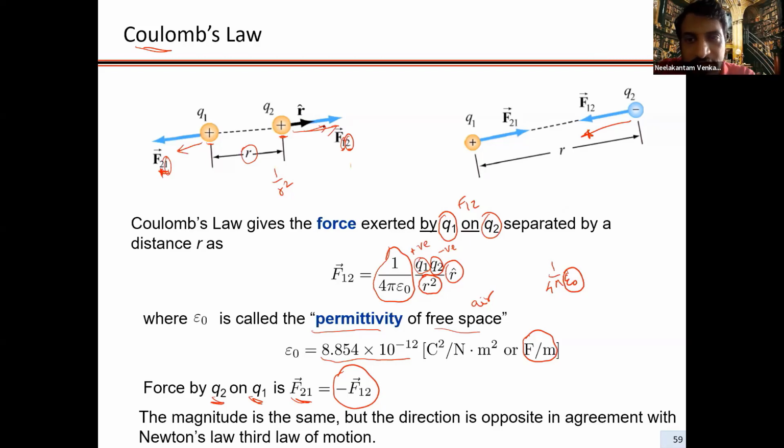Now we know that this r is the distance between them, right? So I can go ahead and define an origin here, and I can define a position vector where this one is at a position r1 and this charge is at a position r2. Then I can write this vector r, the distance between them, as r2 minus r1. That becomes this vector, and I can see the magnitude of that is going to be equal to r.